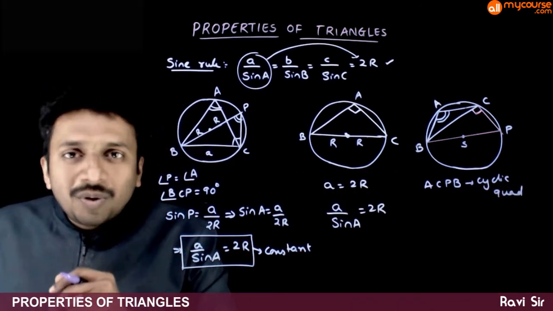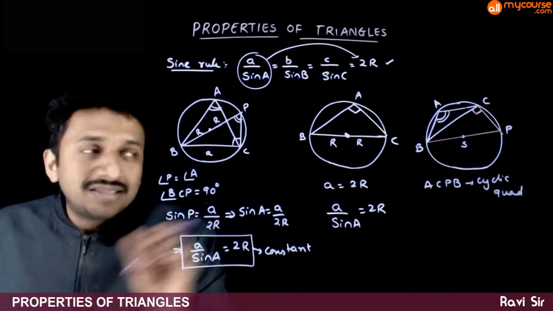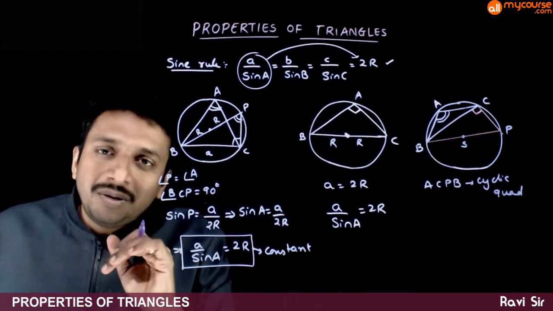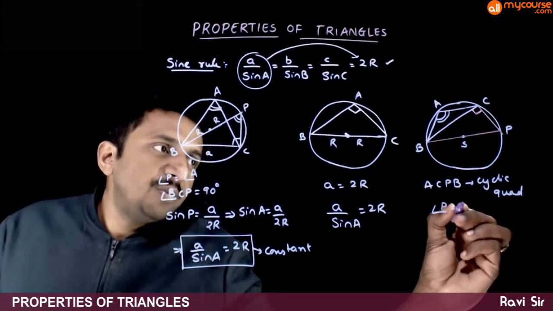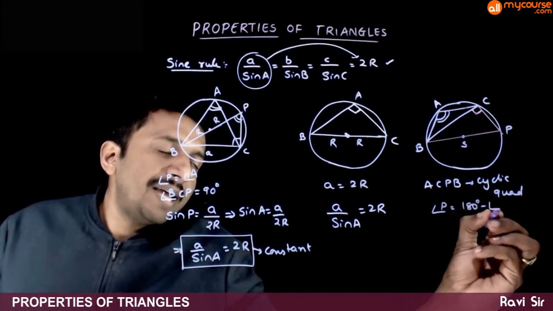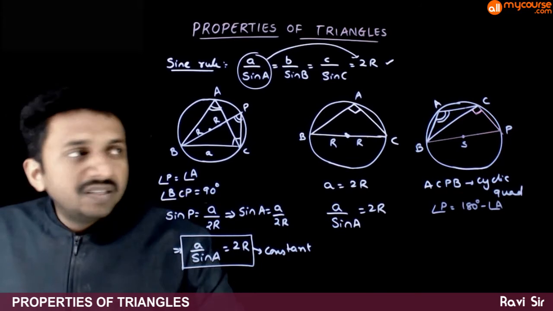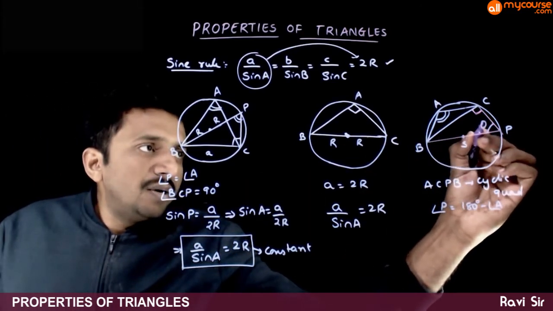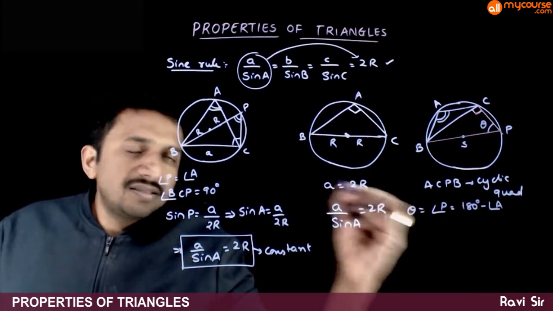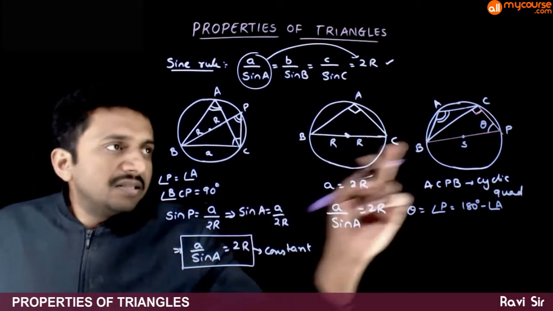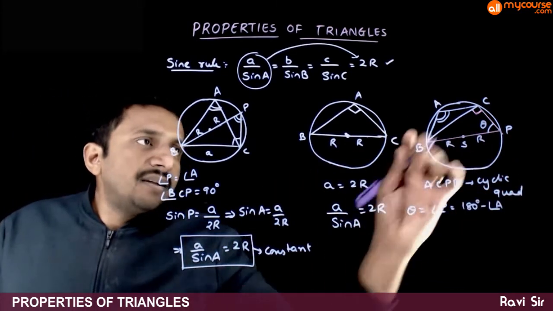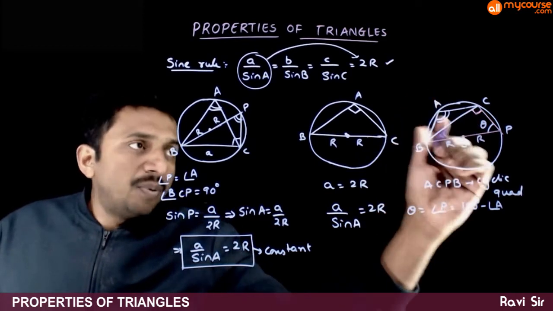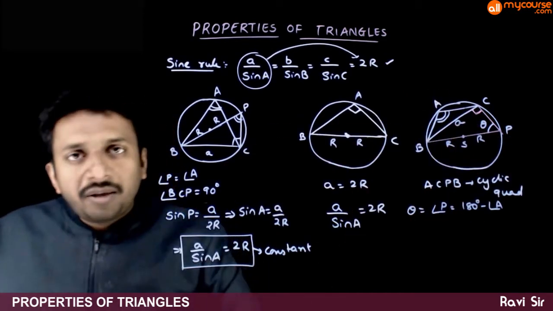Do you remember any properties of cyclic quadrilaterals? Yes, the sum of opposite angles has to be equal to 180 degrees. So angle P has to be equal to 180 degrees minus angle A. So let us say this is theta. So now in this triangle, this is capital R, this is capital R, and this side is the side opposite to A. So this is small a.